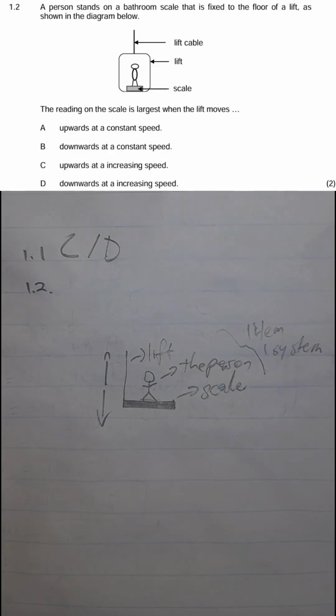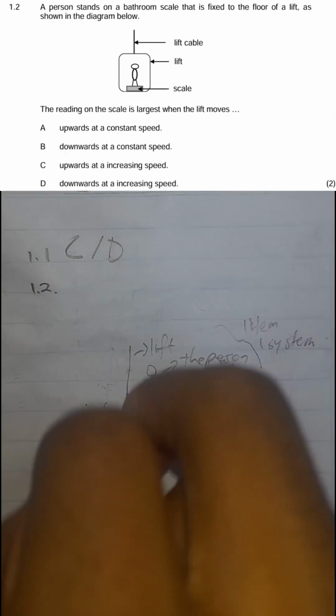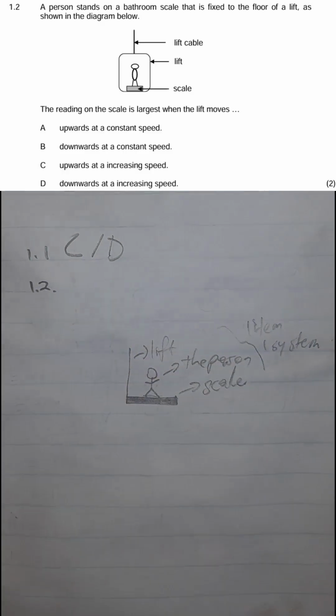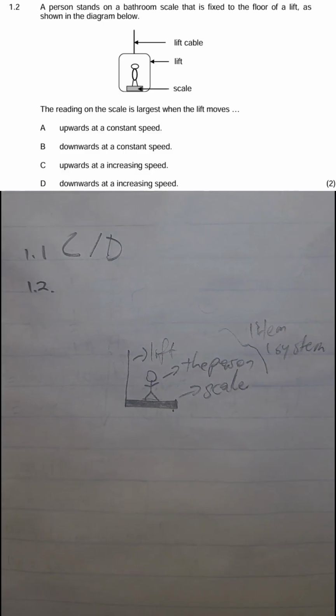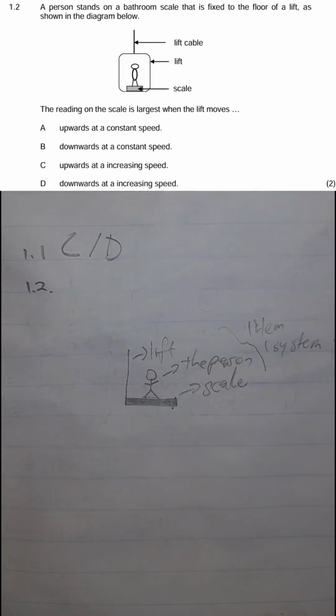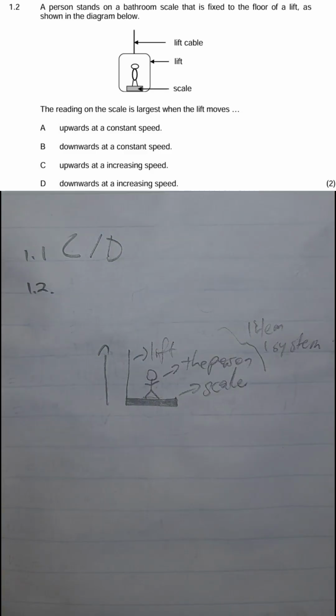So let us try to analyze our scenario here, right? Let us assume that it is going at a constant speed initially. Because the scale is reading the weight of the person, let us refer to our person here as the reference. Firstly, we're going to assume the scenario when it is going up at a constant speed. If the lift is going up at a constant speed, what is happening?